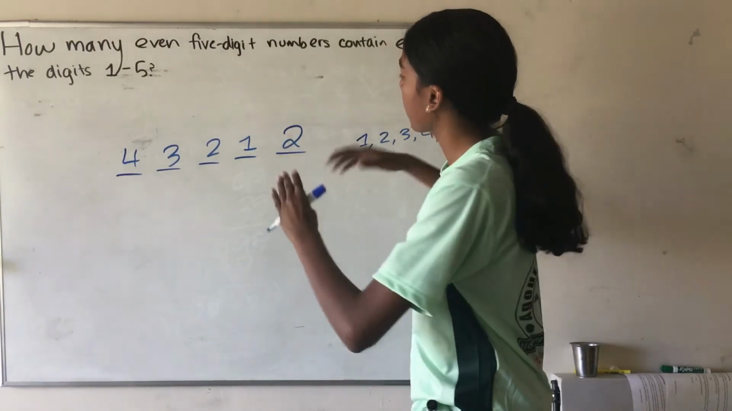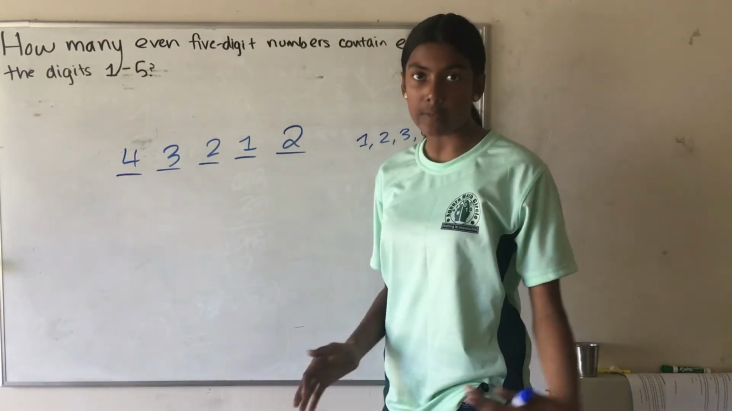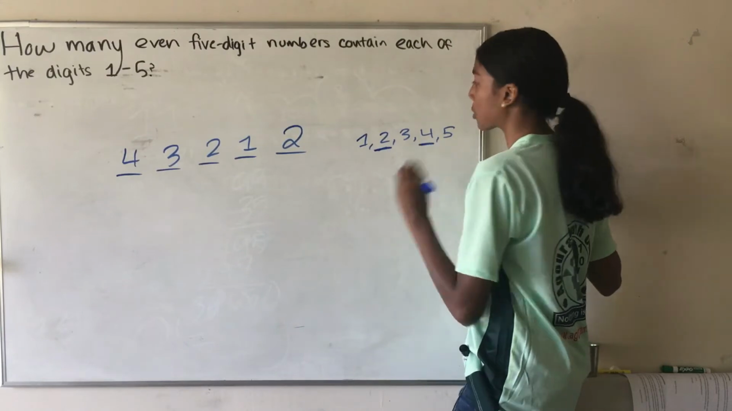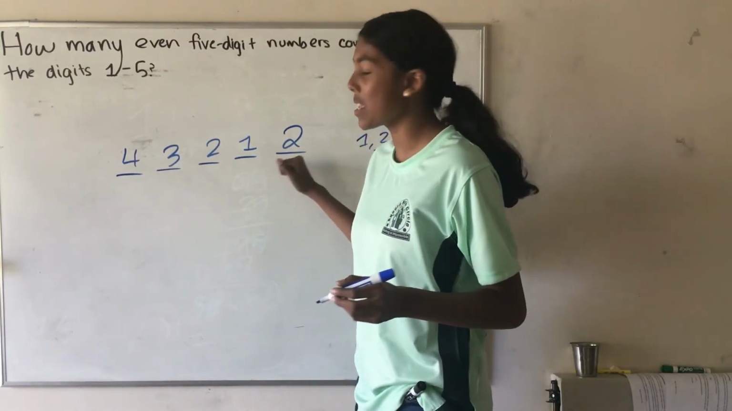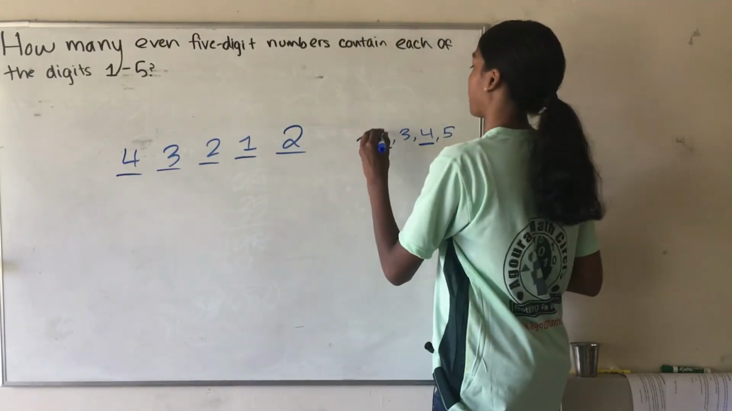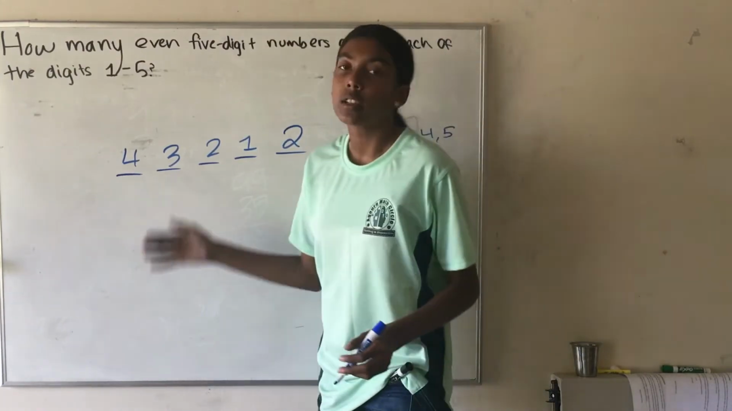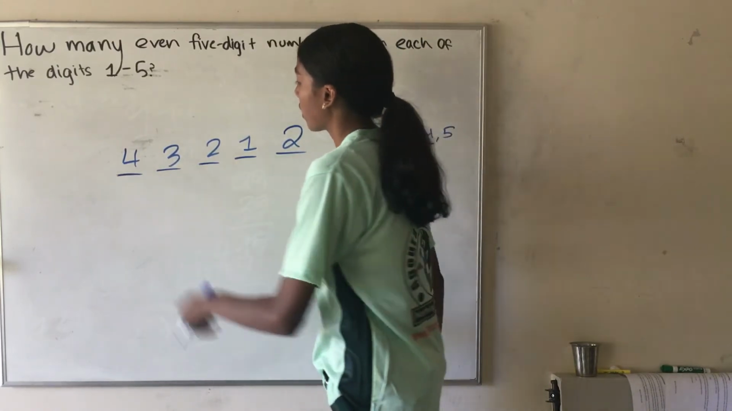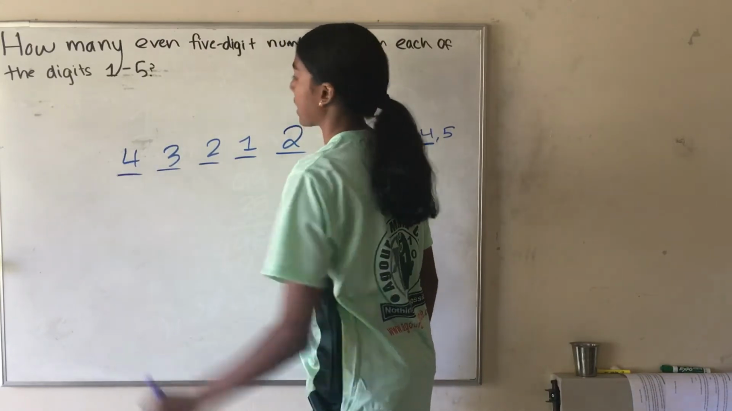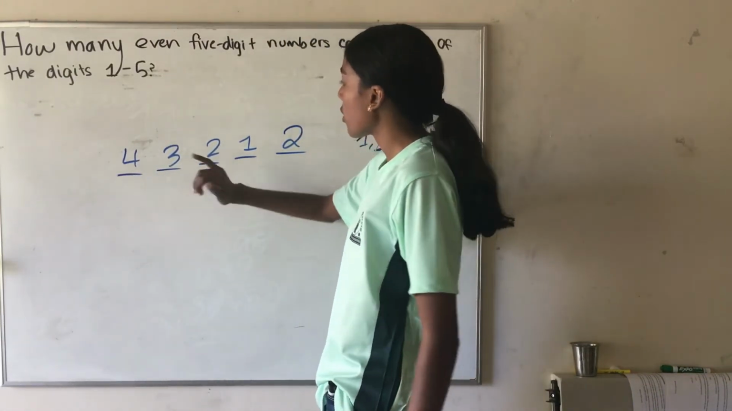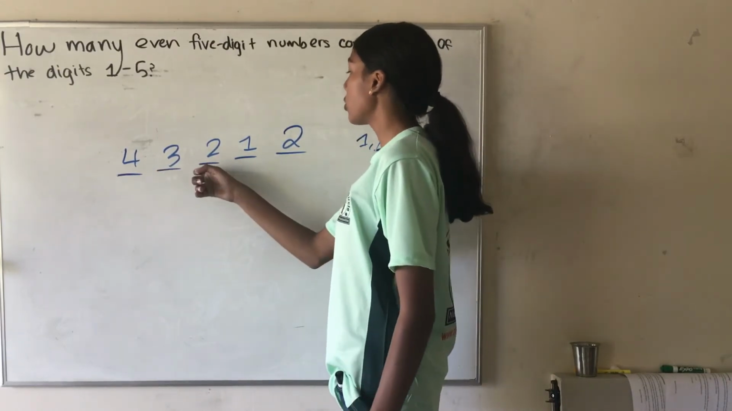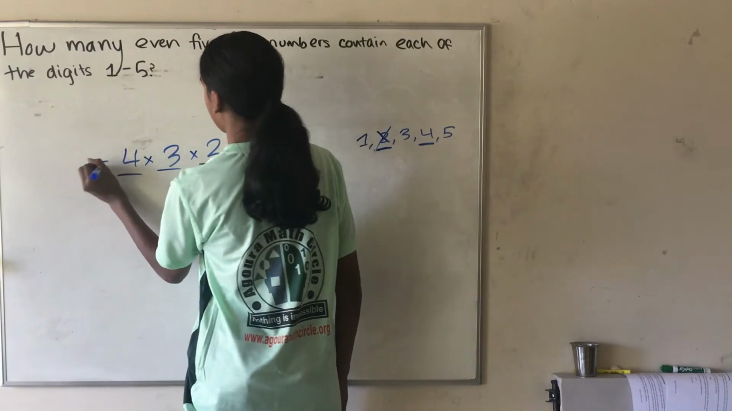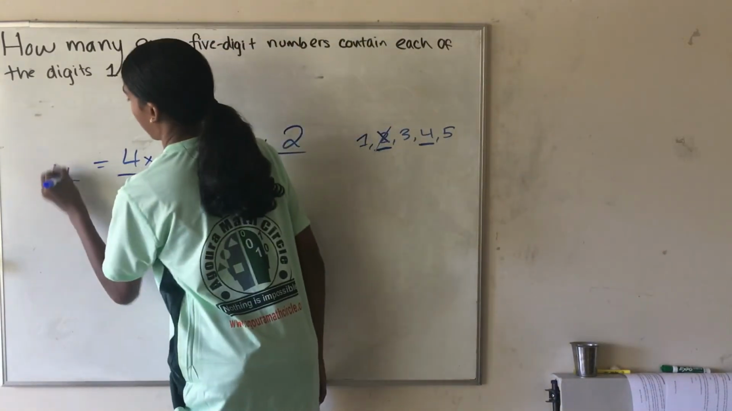Just to re-explain it, our number has to be even. That means this last digit has to be even, so we only have 2 options to be in this last place. And then after we take that out, let's say we take out 2, we have 4 numbers left to arrange. There's 4 different digits that can be in the 10,000s place. And then there's 3 options for the thousands place, 2 for the hundreds, and 1 for the tens. So our answer is 4 times 3 times 2 times 1 times 2, which is 12 times 2 is 24, times another 2 is 48.